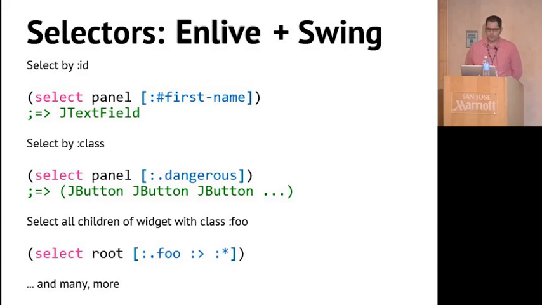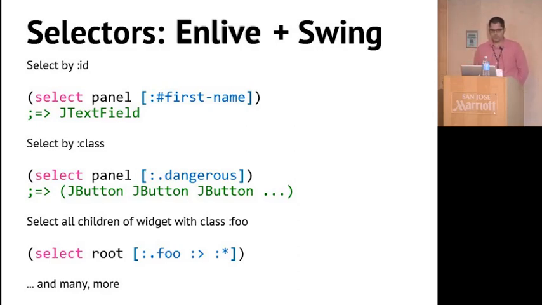What I did was I took Christophe Grand's Enlive HTML transformation library, and I took the selector query stuff out of it, and I tortured and abused it until it was willing to operate on Swing widget hierarchies instead of DOMs. So now you can do things like select for a widget by its identifier, select for groups of widgets by class, or do more complicated CSS-style queries for things.